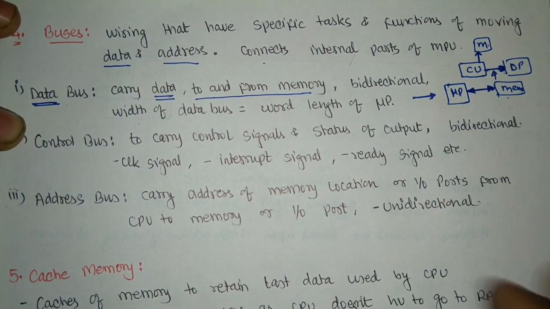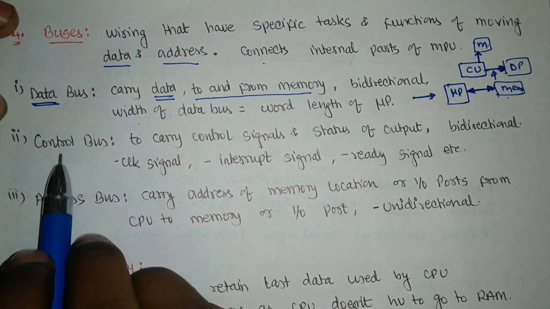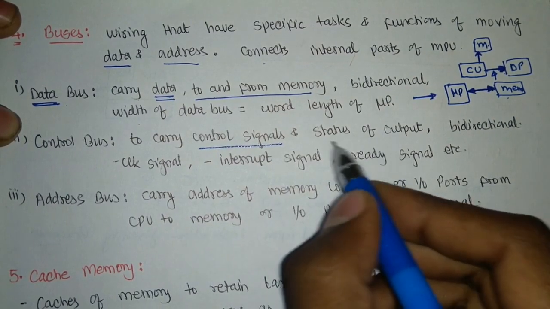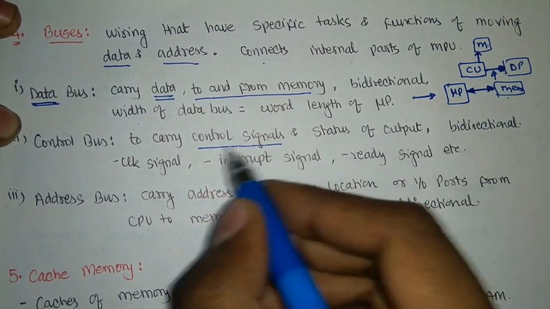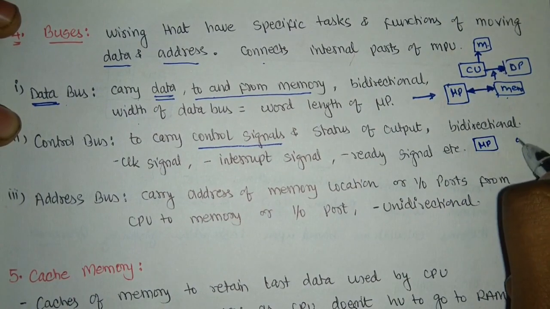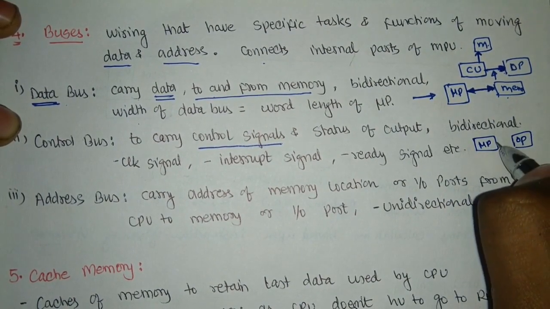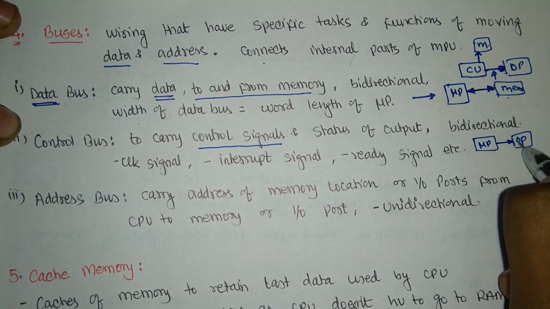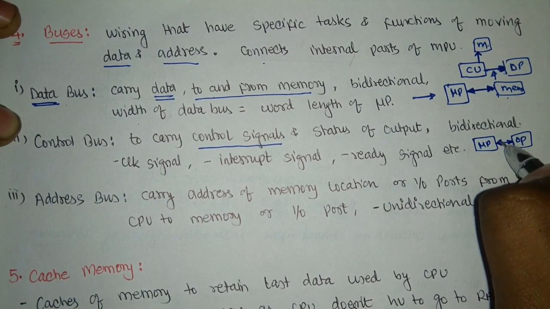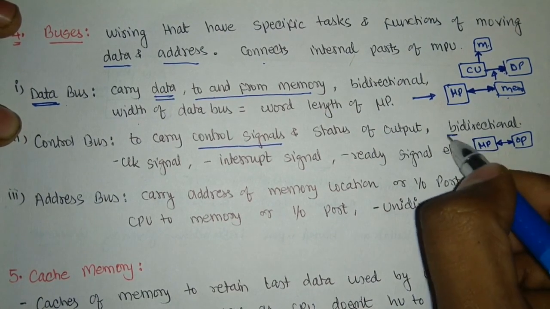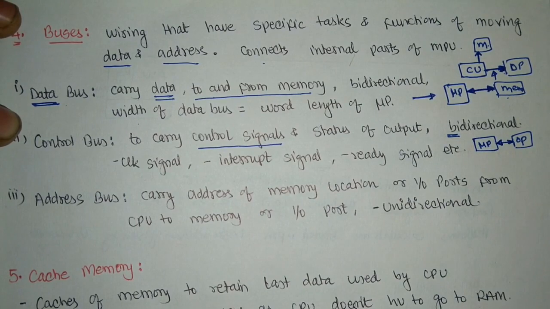Then we can have a control bus. The control bus carries the control signals, and the status of the output. Just like this is our microprocessor or CPU and this is our output device, one use of a control bus will be to send the control signal to the output, and then again to send the output signal to the CPU to know the status of the output, whether it has changed or not. So again, it is bidirectional in nature.